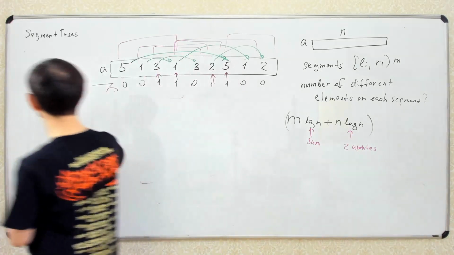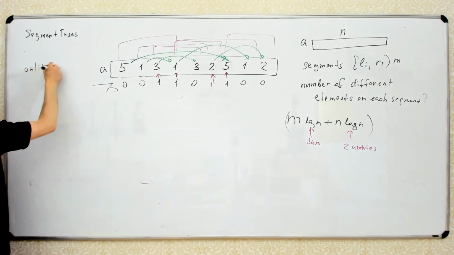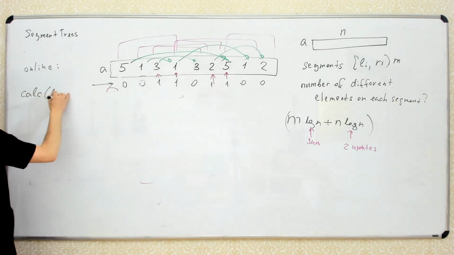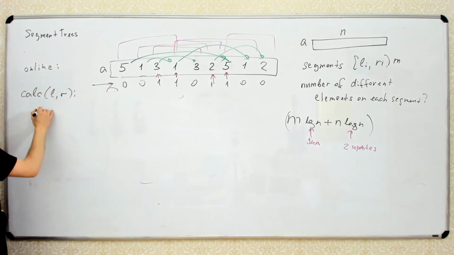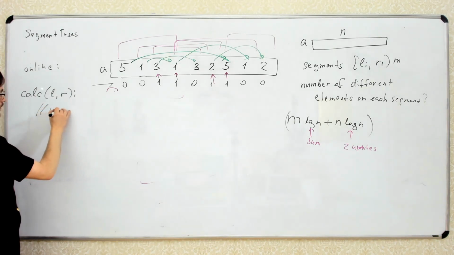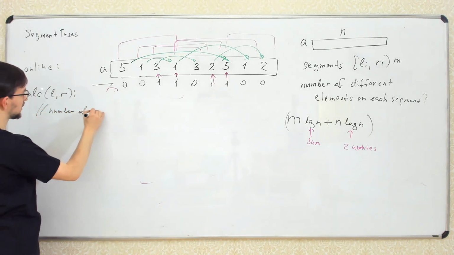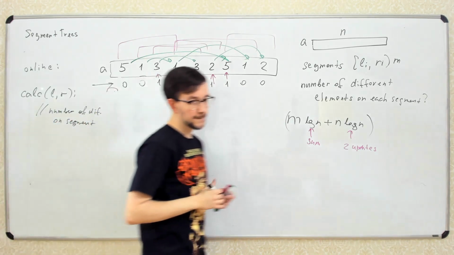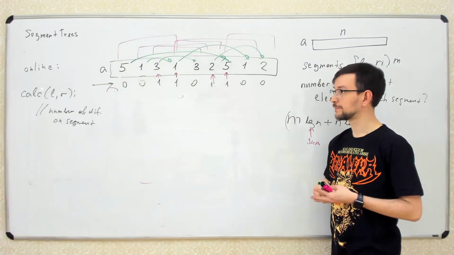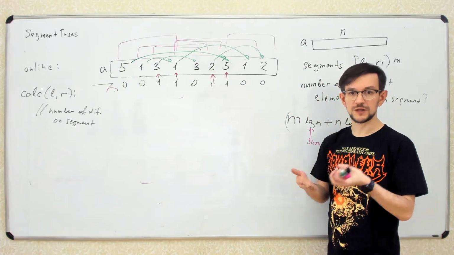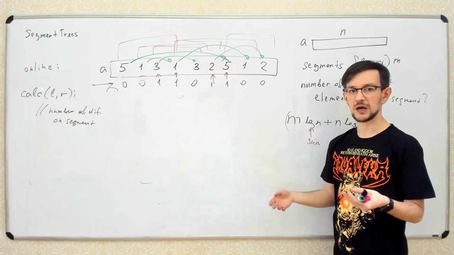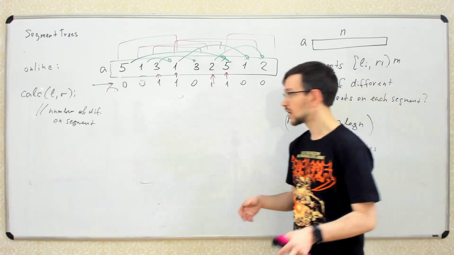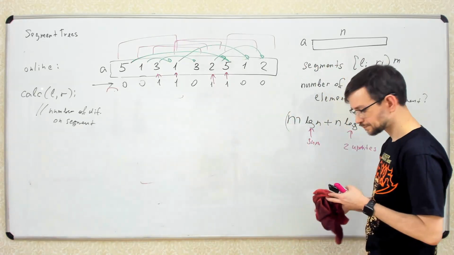Again, you have some online problem. So you have some query, some calc on segment from L to R, and this function should return the number of different elements on the segment. Here you can't just save this order and answer it later. You need to just return the result right now. So how can you do it? Pretty simple.